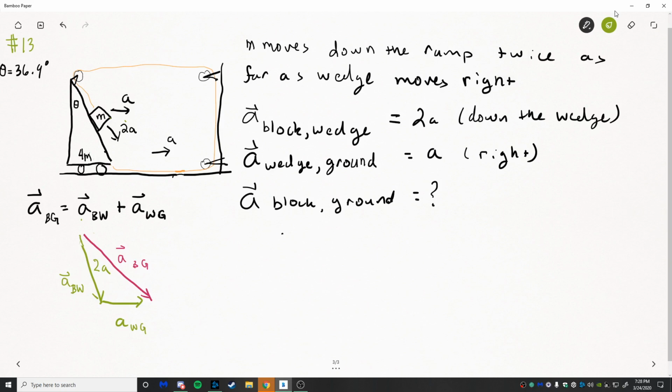Does that help to understand it? This is a wedge, a block, a ground right there. It's the sum of this vector plus this vector, which we have to vector add, right? And we'll show you how we'll do that here in a second. If you guys understand that part, the rest of it is pretty simple, honestly.